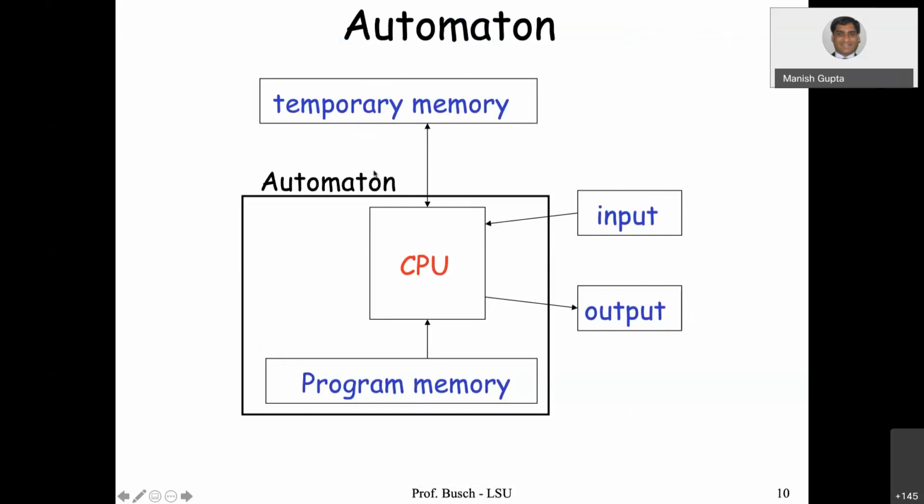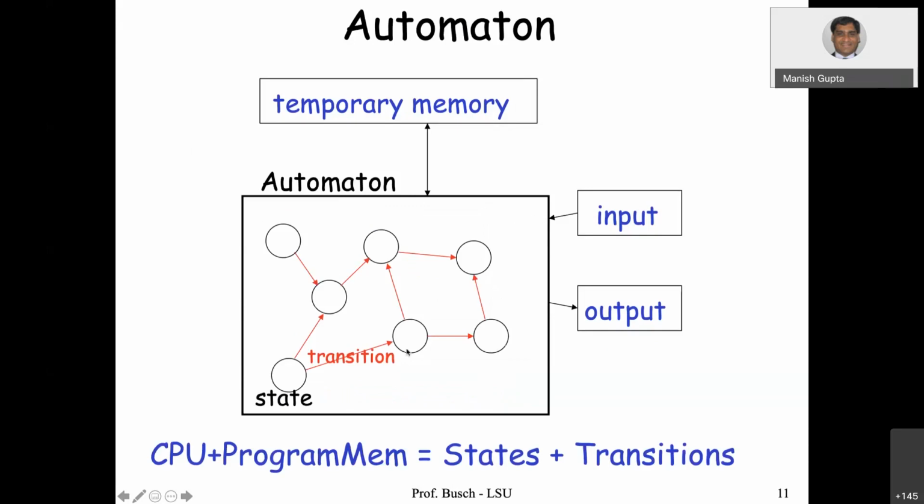Basically, this whole process is known as automation. There is a temporary memory, input, output, and program memory. This whole process, CPU and program memory, is known as automation. Automation can be described in terms of states and transitions, which is known as a transition diagram. So CPU plus program memory is defined in terms of states and certain transitions. We are in one state, we move and go to another state, and so on. That's what we are going to describe by these four machines.